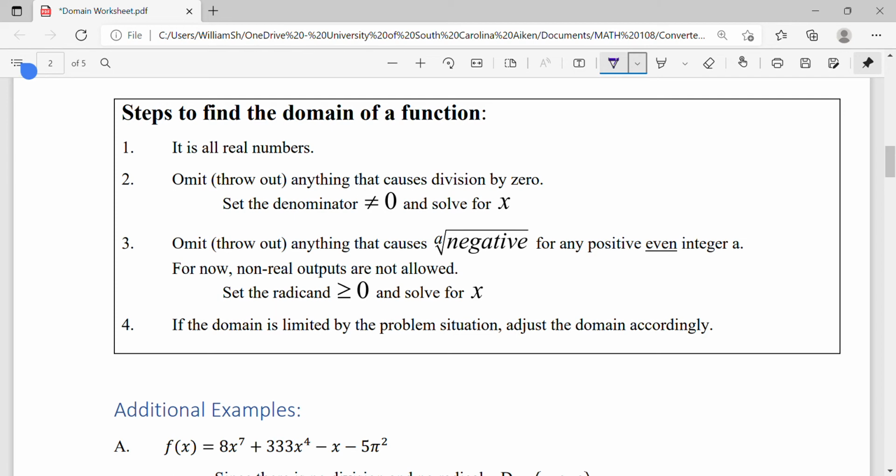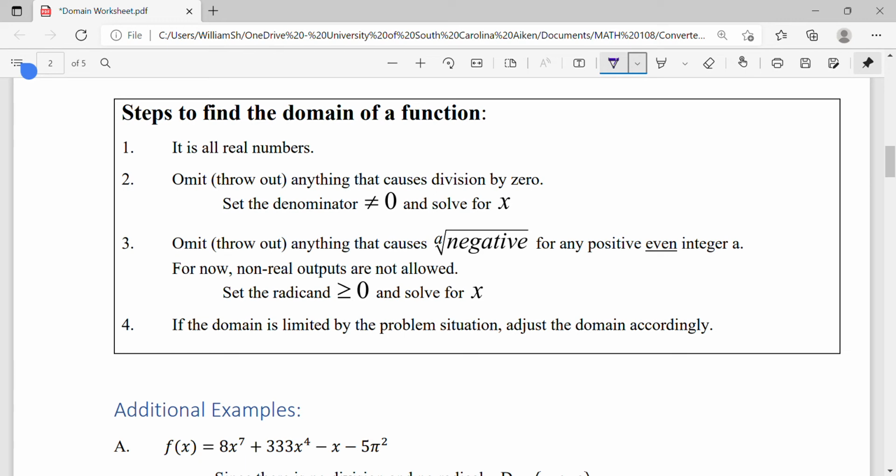The first thing is we assume it's all real numbers until we figure out otherwise. A lot of times the solution for the domain is all real numbers, and it'll go from negative infinity to positive infinity. But we need to move on to step 2, and we need to look at our problem and omit or throw out anything that causes a division by 0. So if it's got a division in there and we've got an x or another variable in the denominator, we need to figure out when that denominator is 0, and we need to get rid of that number.